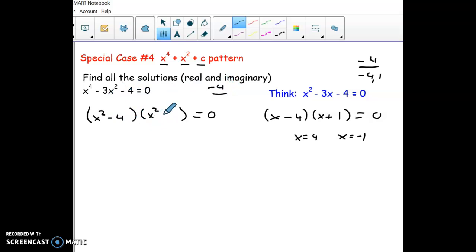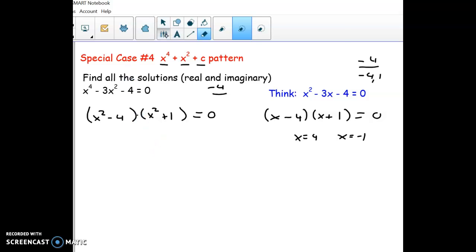So -4 and +1. We can see that this works because this is really the same thing broken apart. The x squareds make the x to the 4th, and then -4 times +1 makes the -4. If we were foiling, in the middle we'd have -4x squared and +1x squared, and that would add up to the -3 in the middle. I'm just showing that to show that this factored form is really the same thing as what we started with. Anyways, a little out of control.